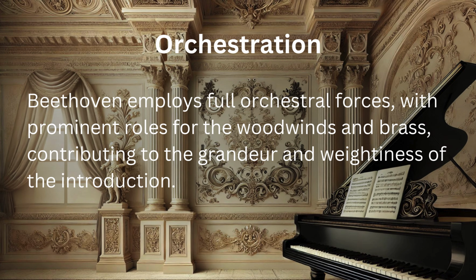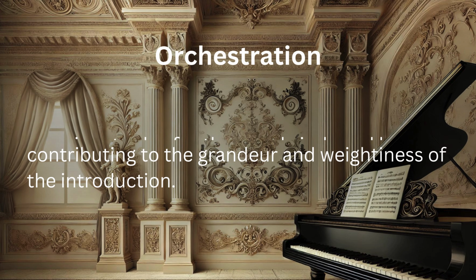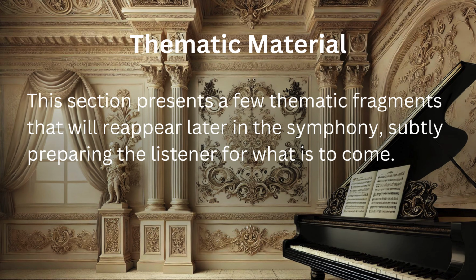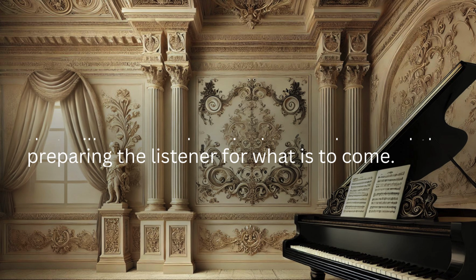Beethoven employs full orchestral forces, giving prominent roles to the woodwinds and brass. This contributes to the grandeur and weightiness of the introduction. This section introduces thematic fragments that reappear later in the symphony, subtly preparing the listener for the musical journey ahead.